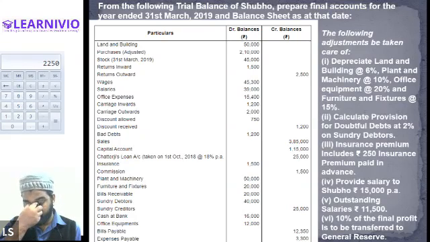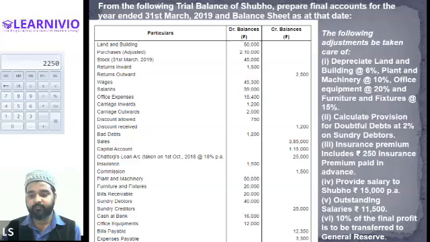The balance amount will be recorded in the balance sheet on the asset side, and the depreciation that we have charged should be indicated in the profit and loss account on the debit side. Done? Yes, sir. Then we have bills payable of rupees 12,350. Bills payable is our liability, right? So we will carry the entire amount in the balance sheet.